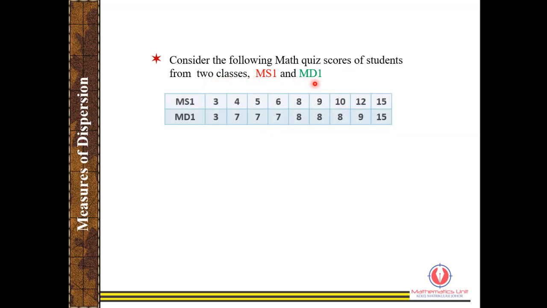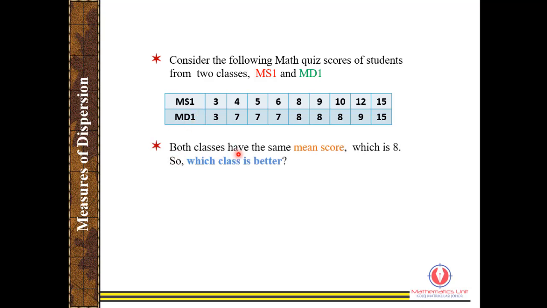So we consider the following math quiz scores of students from two classes, MS1 and MD1. So we have data for MS1 and MD1, ungrouped data. Both classes have the same mean score, which is 8. Again, I repeat, both classes have the same mean score, which is 8. So, which class is better?